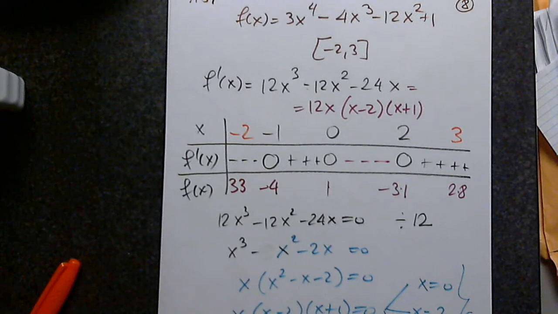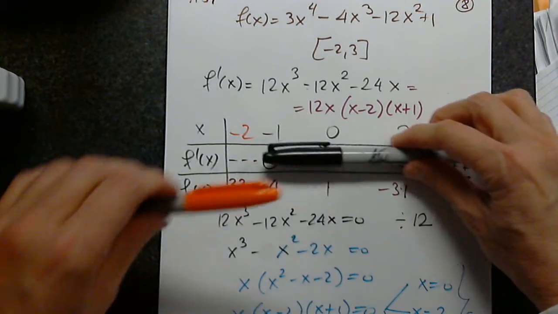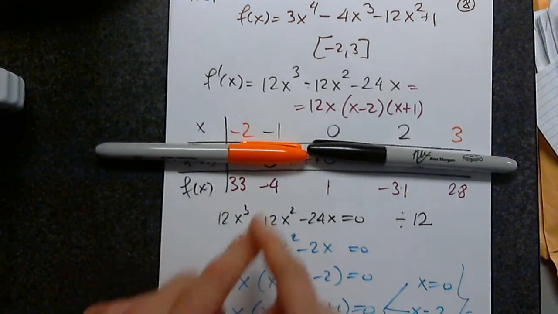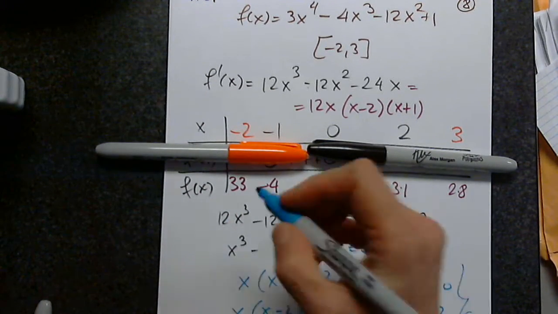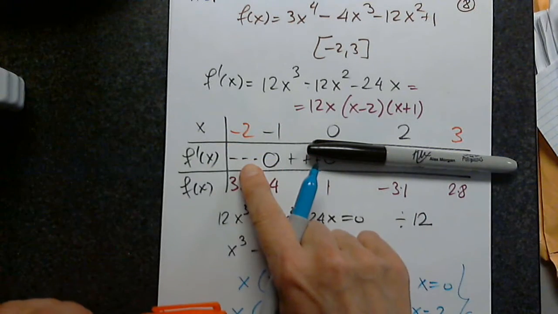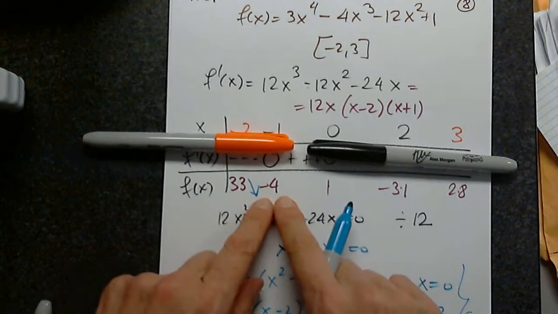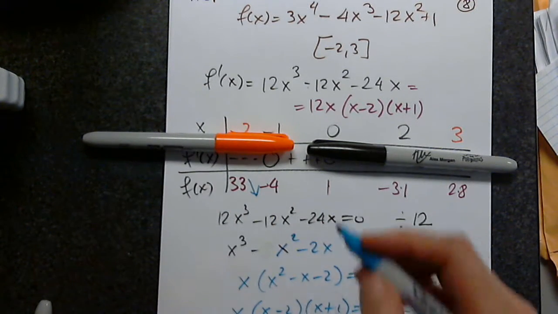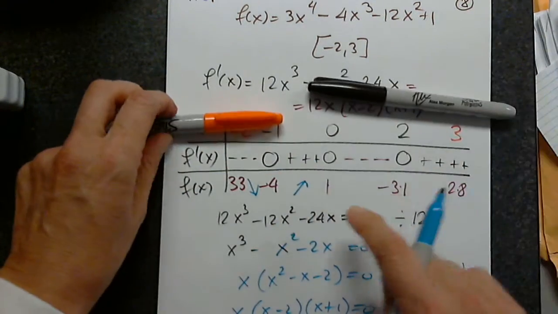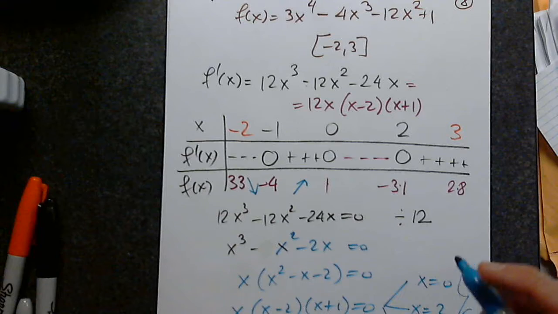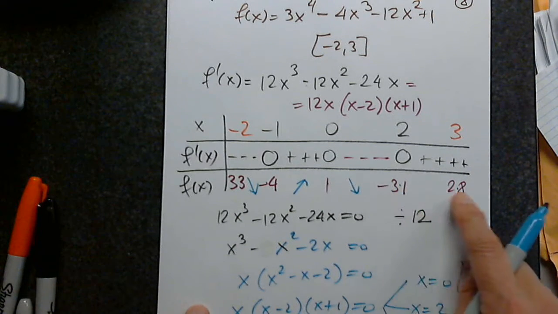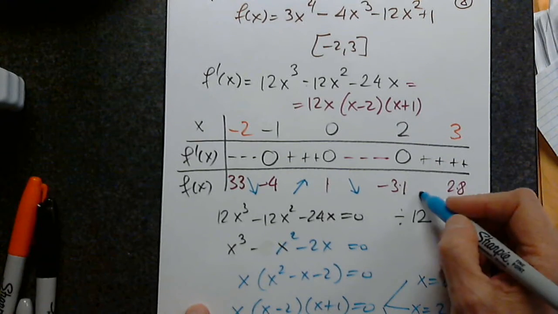This is the moment of truth in which I catch my mistakes, just in case. What does the function do between 33 and negative 4? So what will the derivative have to do? Should be negative. What does the function do between -4 and 1? So what should the function do? What does it do between 1 and -31? Is this true? Yes. Supported by the sign. And between -31 and 28, increase.